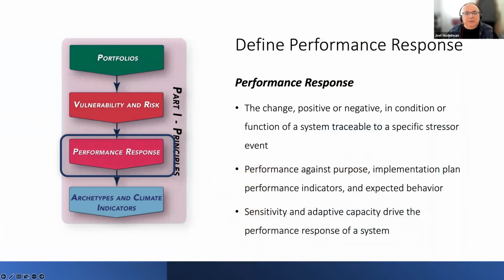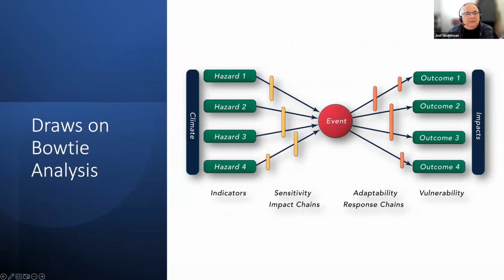We needed to define performance response. The protocol has a large section on performance response. In this document, we've provided more information on how to go about actually doing performance response analysis. So what do you need to do? And we drew it from the concept of bow tie analysis. So we look at a climate event, which creates a set of hazards, which we treat as indicators within assessment.